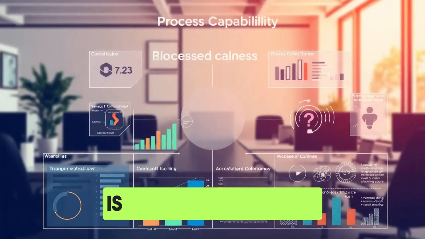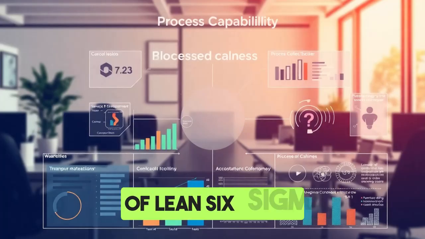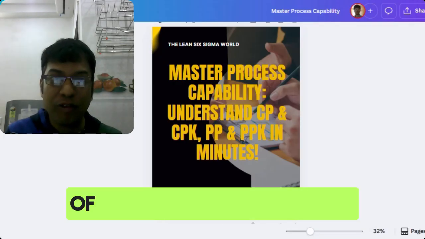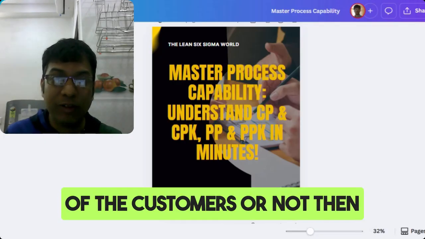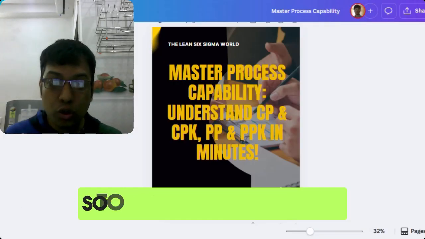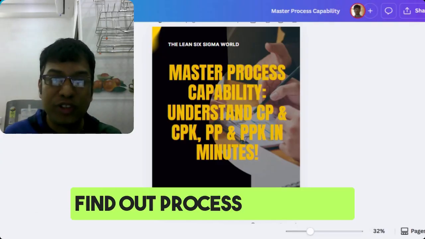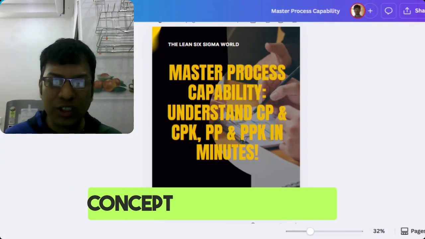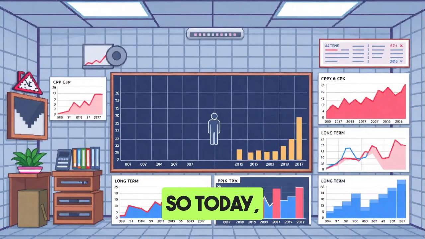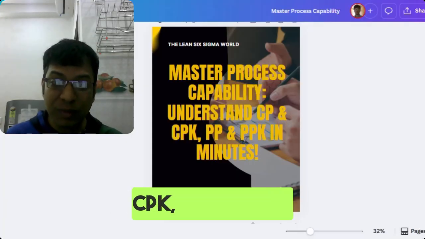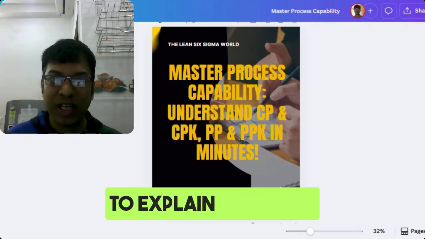So, process capability is the most important concept in the journey of Lean Six Sigma. If you cannot understand whether your process is capable of meeting the requirements of the customers or not, then you are on the wrong track. So, to understand whether your process is capable of meeting the requirements of the customers, you need to find out process capability. So that is why this concept is so important. So we are diving deep into this concept of process capability with CP, CPK, PP, and PPK. Everything we're going to explain in details.